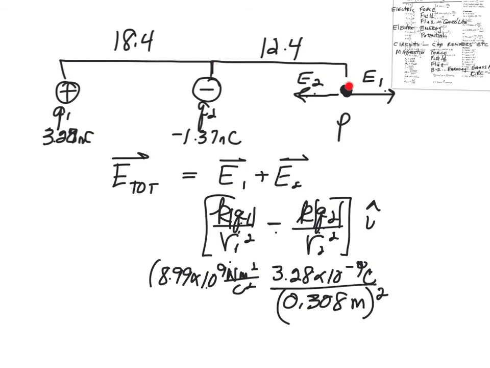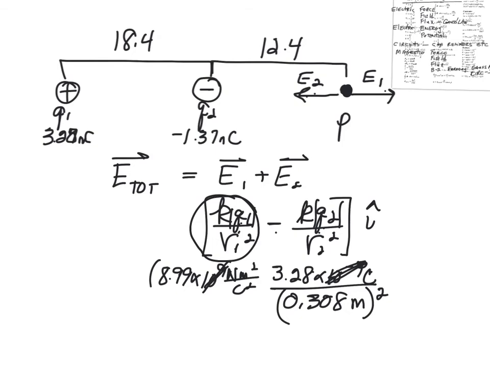So for E1, the charge is 30.8 centimeters away. Of course, we have to put that in meters, and we have to square it. And by all means, I don't do this accidentally. I do it on purpose, that the 10 to the 9th and the 10 to the minus 9 cancel. And so you just need to take the 8.99 times the 3.28 and divide it by the 0.308 squared, and that will give you this number.